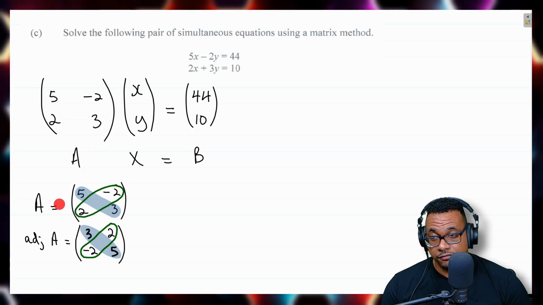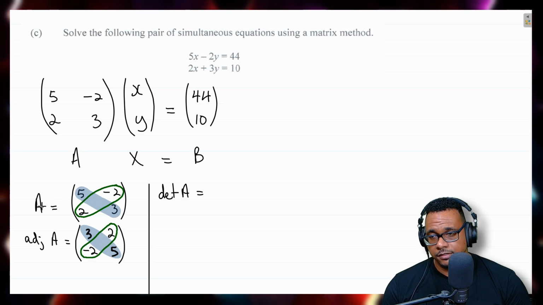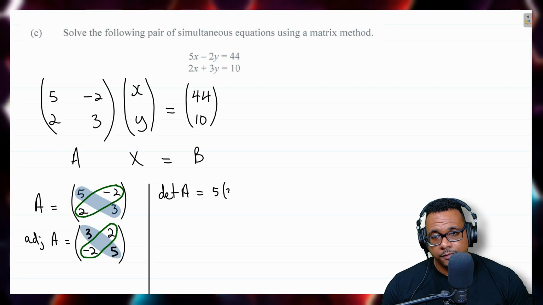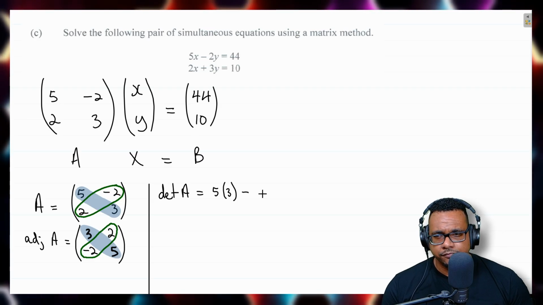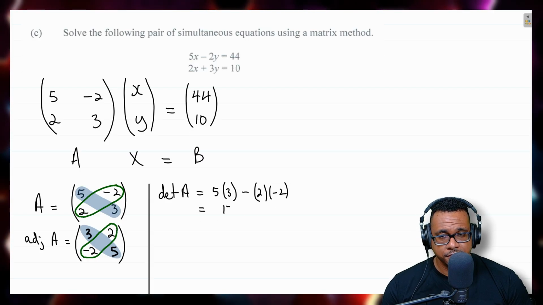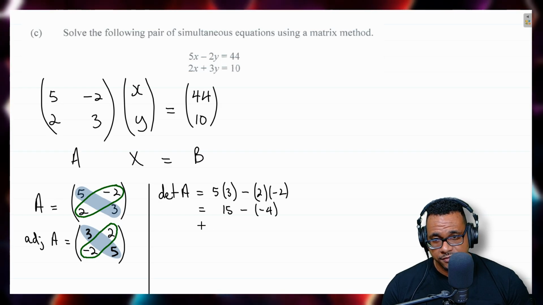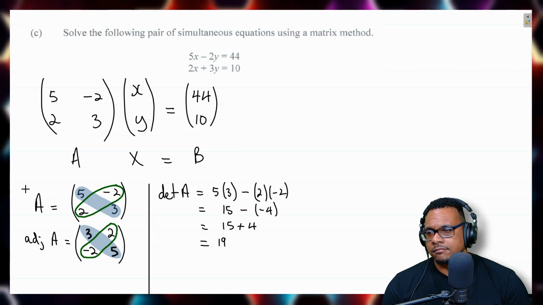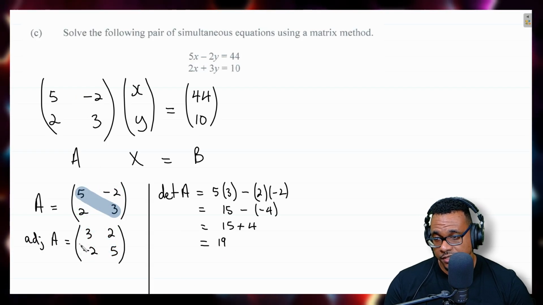Next, we want the determinant of the coefficient matrix. So the determinant of A is equal to the product of the leading diagonal, so 5 by 3, take away the product of the non-leading diagonal, so that's 2 by negative 2. So that'll be equal to 5 by 3 is 15, take away 2 by negative 2 is negative 4. These two negative signs give us a positive sign, so we have 15 plus 4, which is equal to 19. So the determinant of the matrix A, which is our coefficient matrix, is 19, and the adjoint of A is this matrix here.